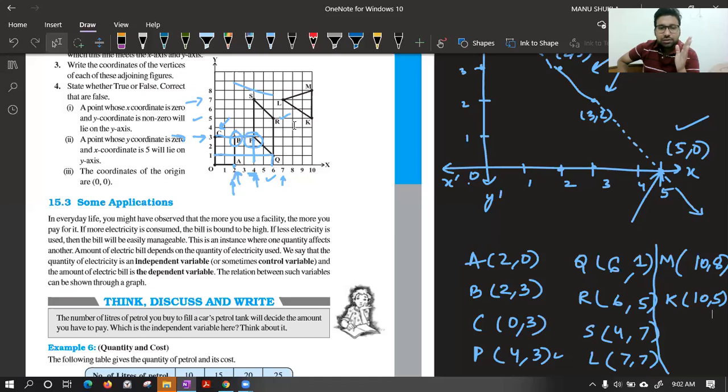A point whose y coordinate is 0 and x coordinate is 5. First of all, tell me how you will write this in ordered pair form. First tell me the representation of the point in ordered pair form. If y coordinate is 0, x coordinate is 5, how will you write the coordinates?